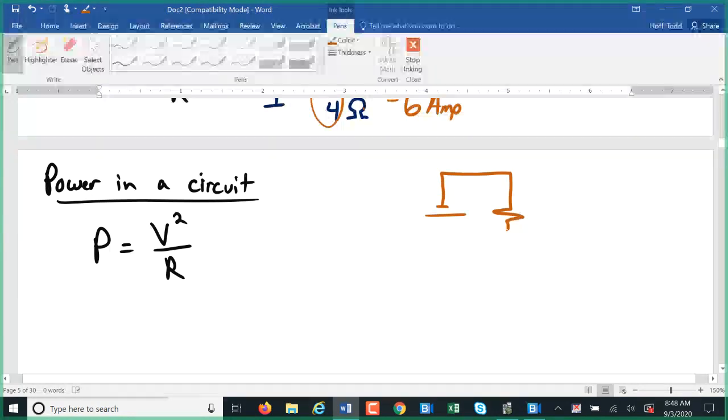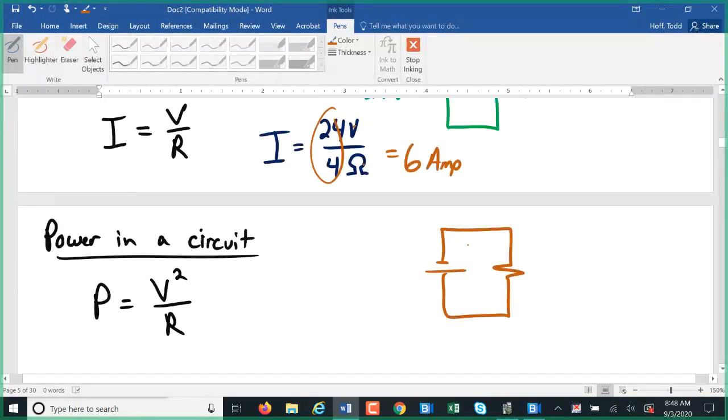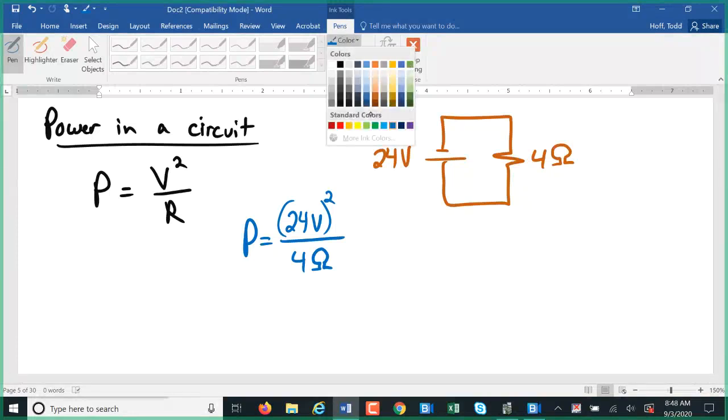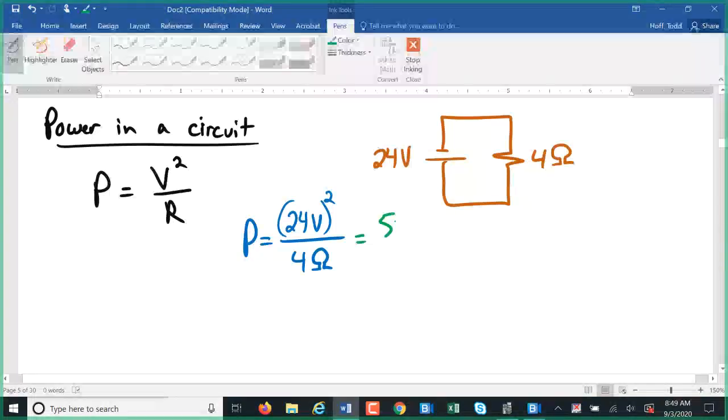So let's look at that same circuit we had. This had 4 ohms of resistance and 24 volts. To find the power here, voltage squared will be 24 volts squared over 4 ohms, my resistance. 24 squared is 576. Now we have to also square the volts. We haven't gone over squaring with names yet, but we do have to square the names. That's volts squared over the 4 ohms.